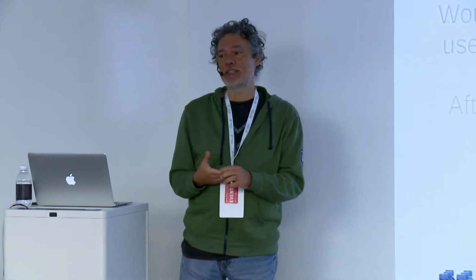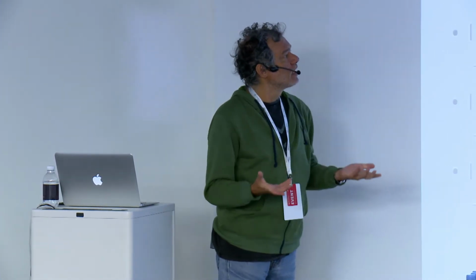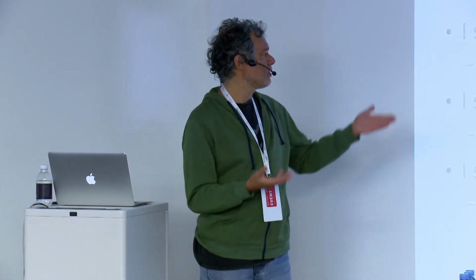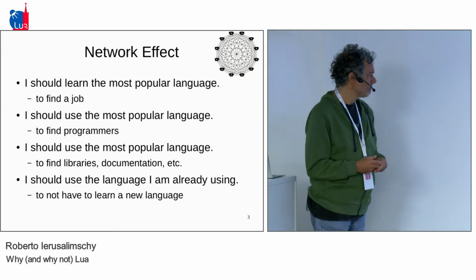And a main point is that programming languages have very strong network effects. A network effect is when, once a lot of people are using something, there is a lot of pressure for other people to use the same thing. For instance, I should learn the most popular language because it's easier to find a job. On the other hand, I should use the most popular language because it's easier to find programmers to employ to work in my company.